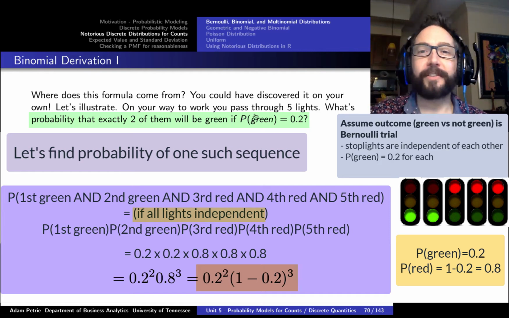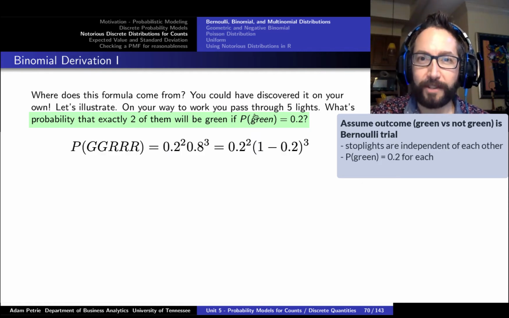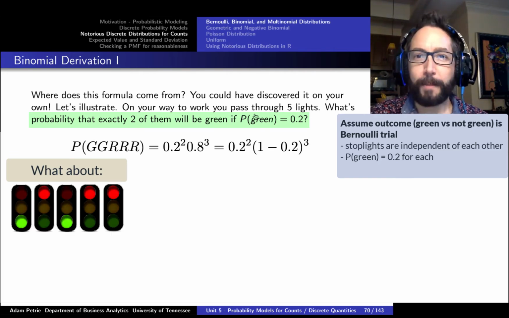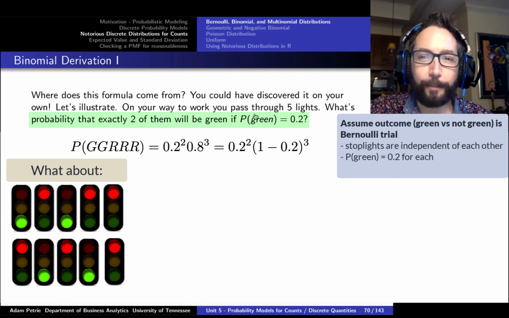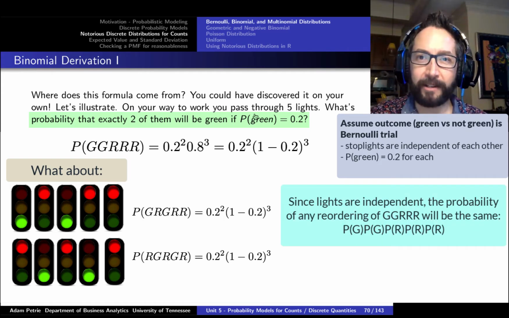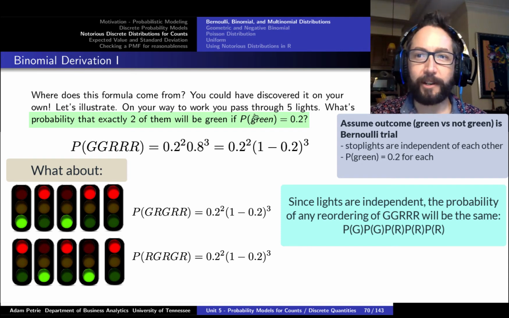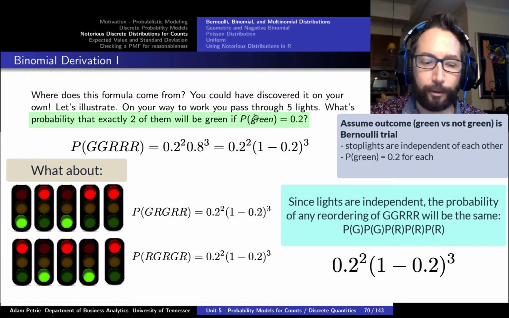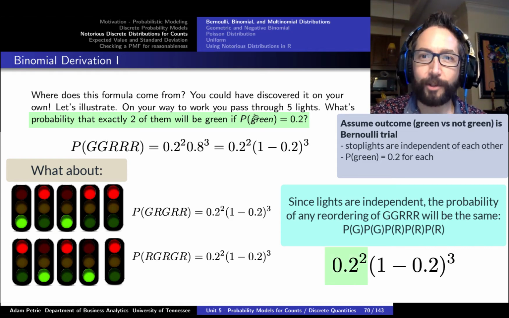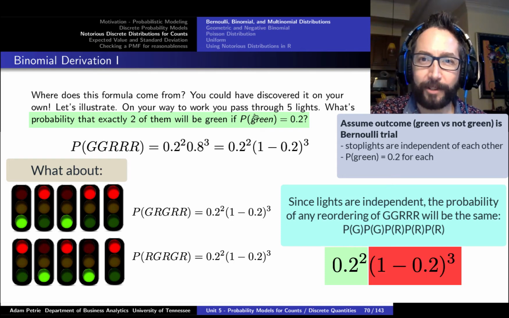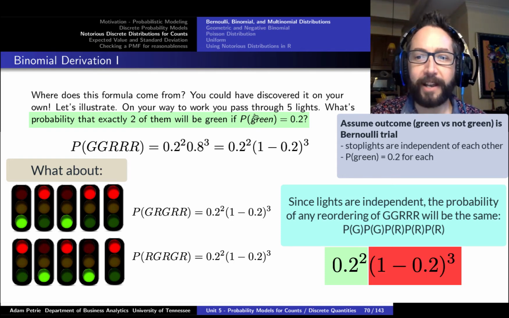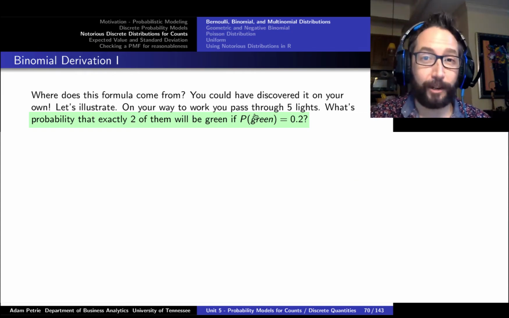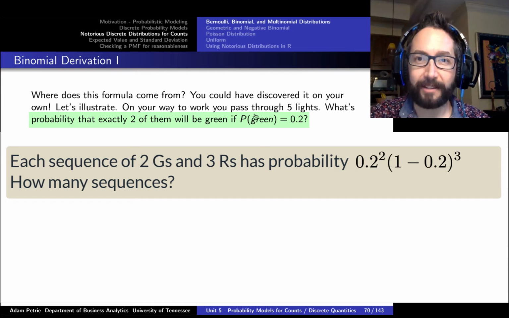Now, of course, that's not the only way that we could have achieved a sequence with exactly 2 greens. It could have gone green, red, green, red, red, or maybe red, green, red. But if we think about it, since the outcomes of the lights are independent of one another, every possible reordering of those greens and reds is going to have the same probability. Green is going to appear twice, so we'll have 0.2 squared times 1 minus 0.2 raised to the third power to represent 3 reds distributed somewhere across that sequence. So we know that each sequence of 2 greens and 3 reds has this probability.